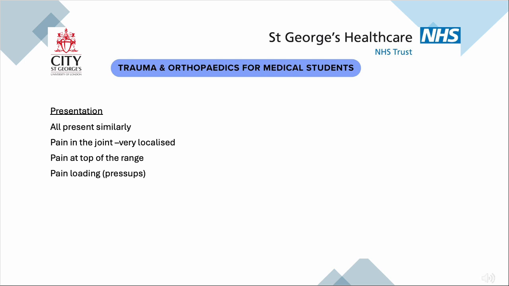The presentation, regardless of the actual underlying pathology, is the same as presentation in other arthritic joints. There's pain, in this case very localized to the joint. Patients can typically point with one finger to the top of the clavicle and the joint. They classically have pain at the very top of range, so the 150 degrees up, and pain if it's loaded. So they describe that they can't do a press up anymore.